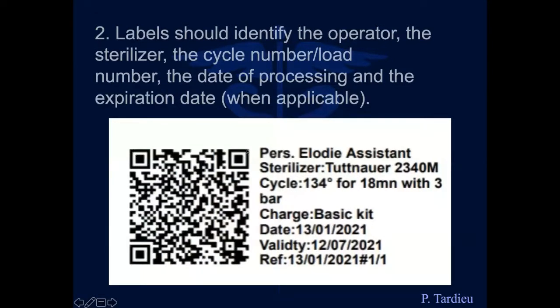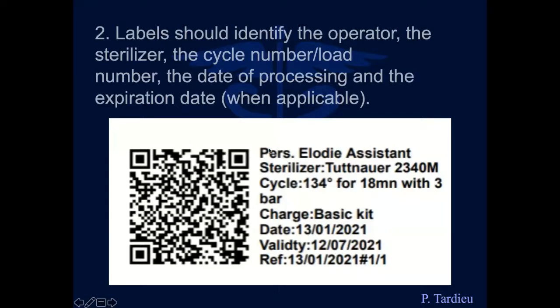But more than that, it's good to have all this, but what are you going to do with this? You need to transfer the information, transfer all the details of what you have here using a QR code. So when you scan this QR code, you will get the name of the personal assistant, the sterilizer, the cycle, the charge, the date, the validity, and the reference.